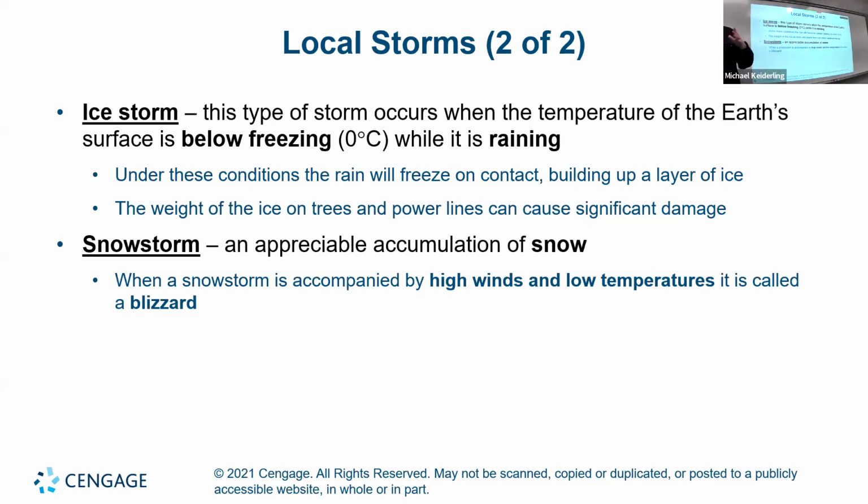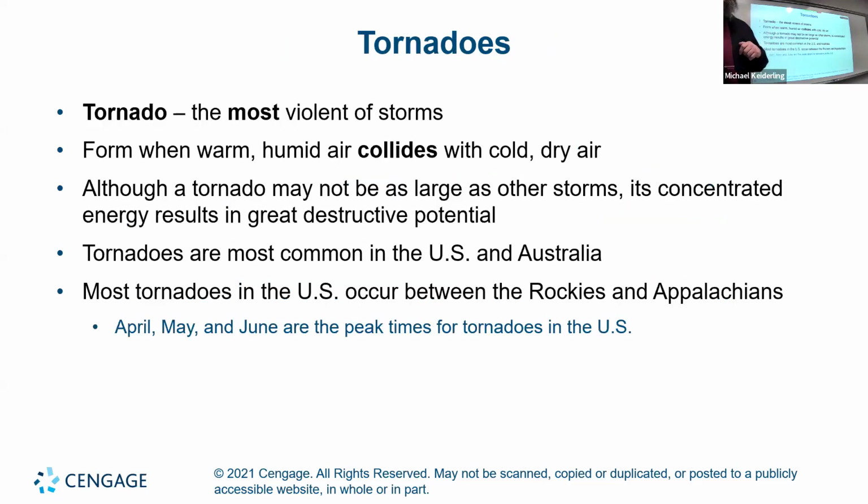And a snowstorm is any storm with an appreciable accumulation of snow. And when a snowstorm additionally has high winds and low temperatures, it's called a blizzard. So when a snowstorm is more severe, has high winds, low temperatures, then it's a blizzard. That's the difference. A blizzard is just an extreme snowstorm that has high winds and low temperatures.